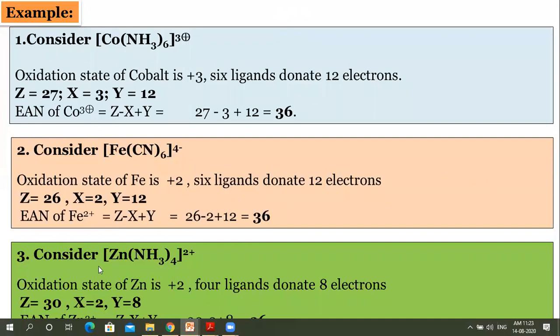Consider this example: Zn(NH3)4 2+. Here see the atomic number of zinc is 30. X is 2 here. Why is X 2? Because this is again a neutral ligand. This ammonia is a neutral ligand, so 4 into 0 will be 0. So the charge on the complex is +2, so X is +2. Zn forms Zn2+, so these 2 electrons will be lost. And Y is equal to 8 because 4 ligands are there.